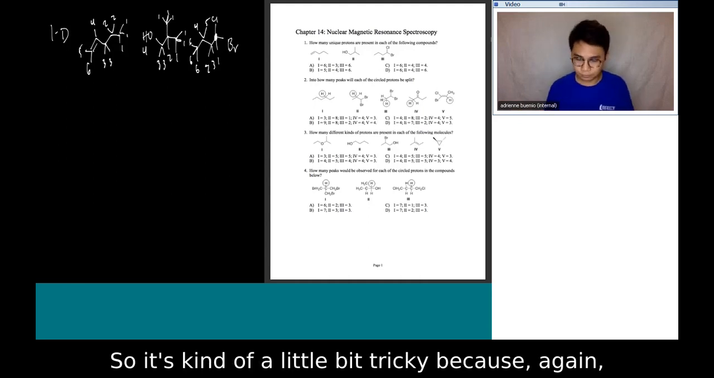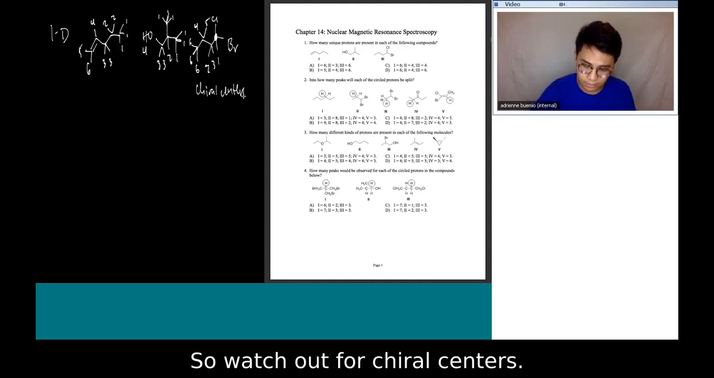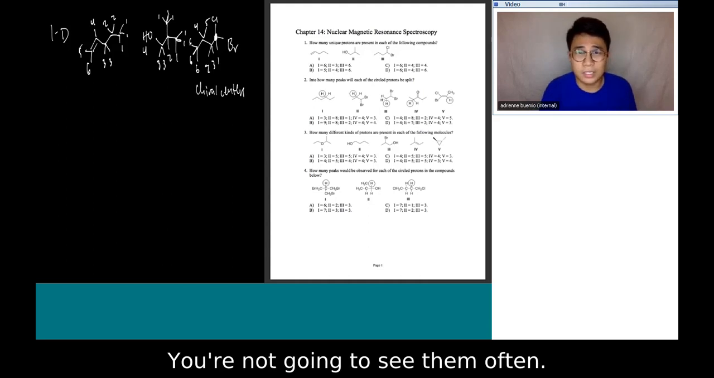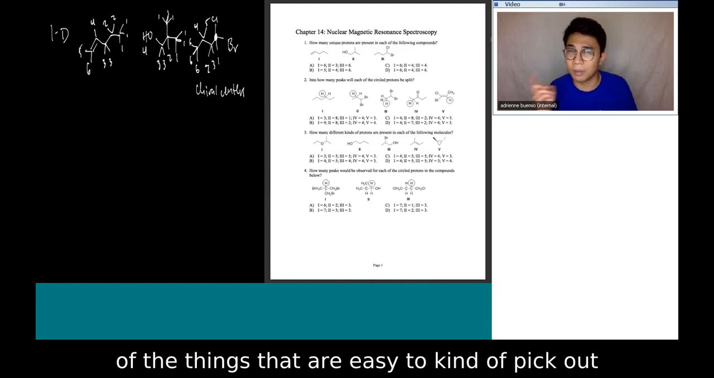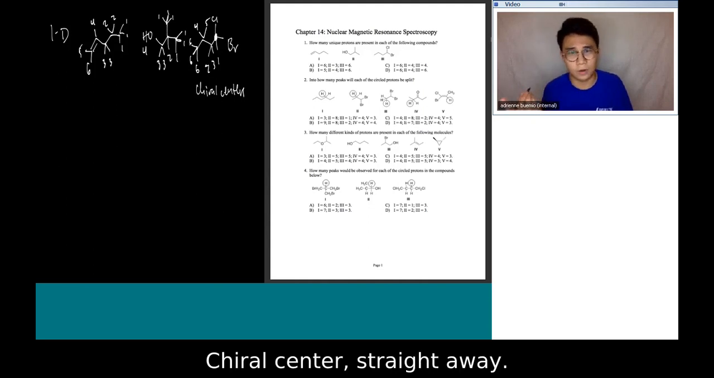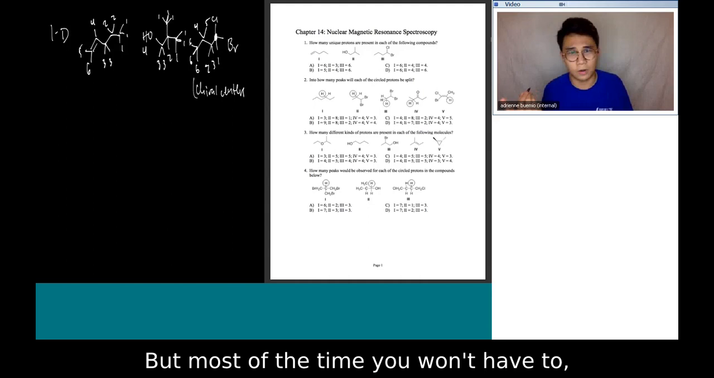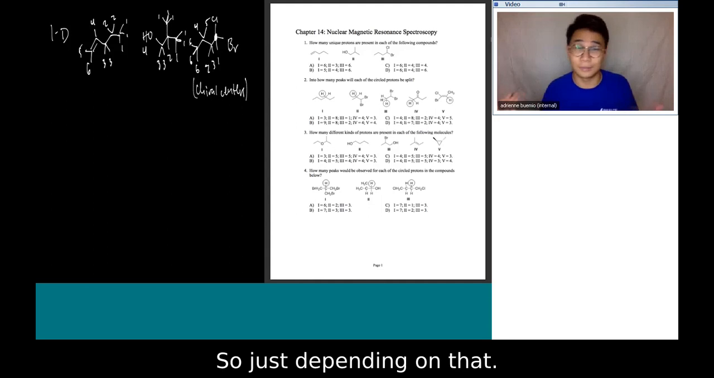So it's a little tricky because, again, chiral centers. So watch out for chiral centers. You're not going to see them often, but chiral centers are one of those things that are easy to pick out, because four different environments or four different groups, chiral center straight away. So think about chiral centers, but most of the time you won't have to because hopefully your professors aren't that mean, right? So just depending on that.